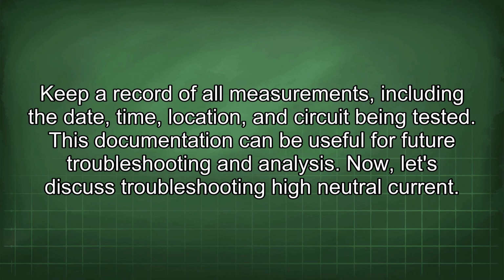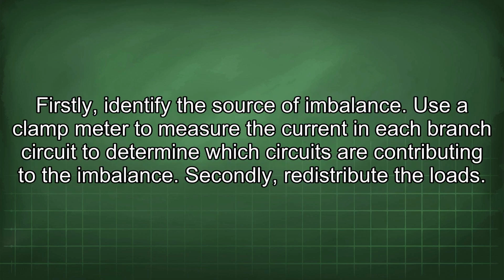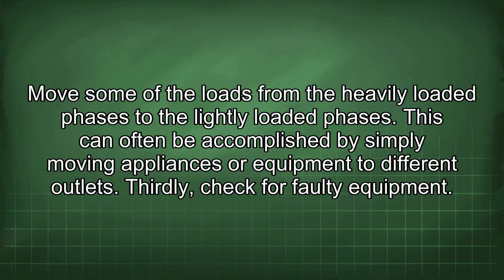Now let's discuss troubleshooting high neutral current. Firstly, identify the source of imbalance. Use a clamp meter to measure the current in each branch circuit to determine which circuits are contributing to the imbalance. Secondly, redistribute the loads. Move some of the loads from the heavily loaded phases to the lightly loaded phases. This can often be accomplished by simply moving appliances or equipment to different outlets.